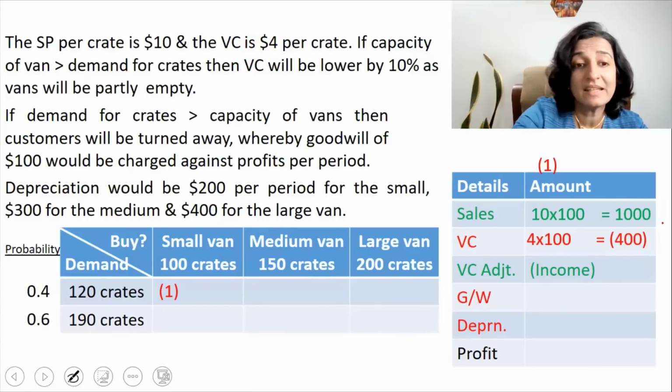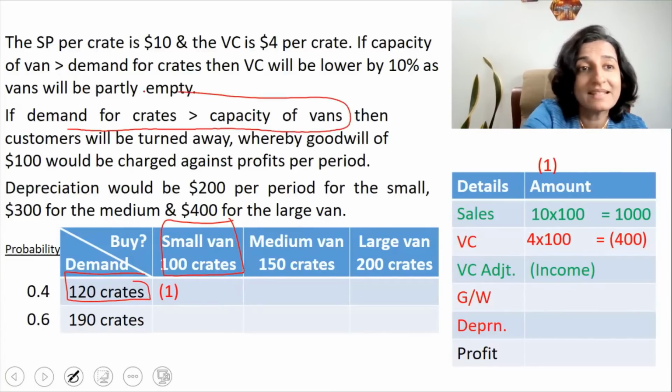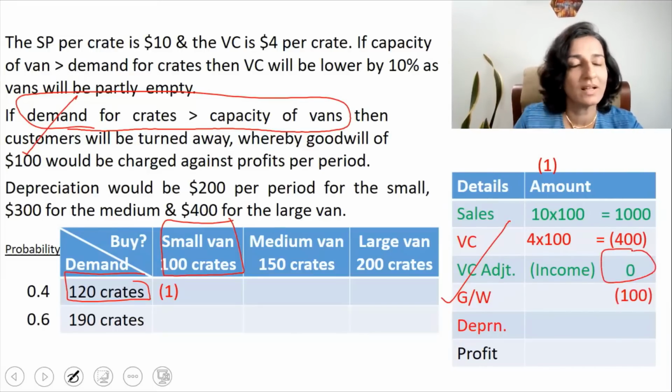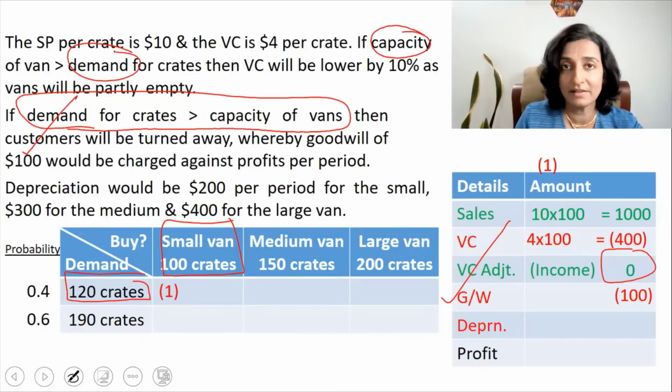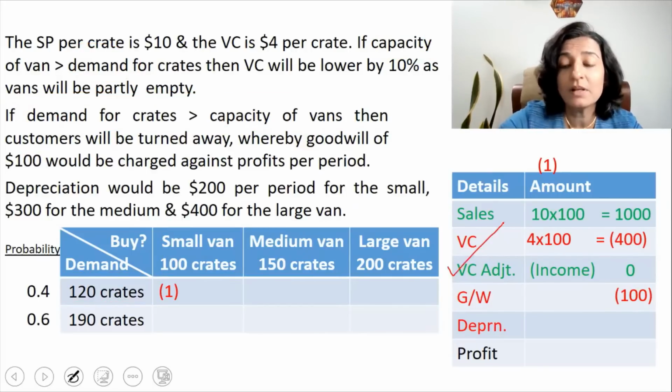Now, in this particular case, the capacity of the van is less than the demand, which means that we will have to do a goodwill adjustment. And what is a goodwill amount? $100. So against goodwill, which is an expense, I will be writing $100, and variable cost adjustment will not come here because that is when the capacity is greater than the demand. Here, the capacity is less than the demand. Always remember that variable cost adjustment and goodwill cannot come together.